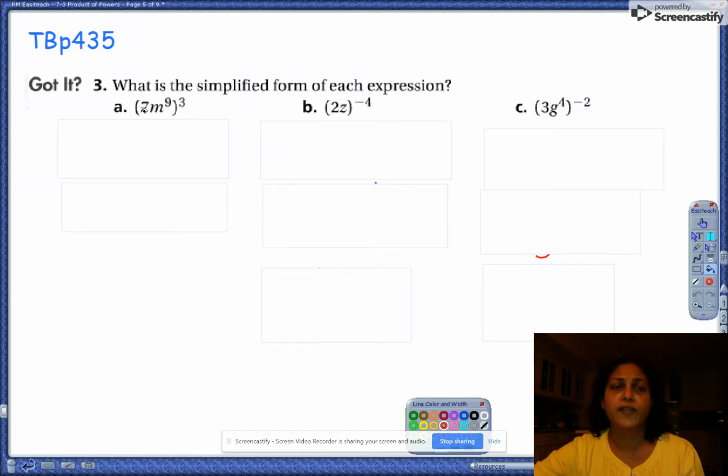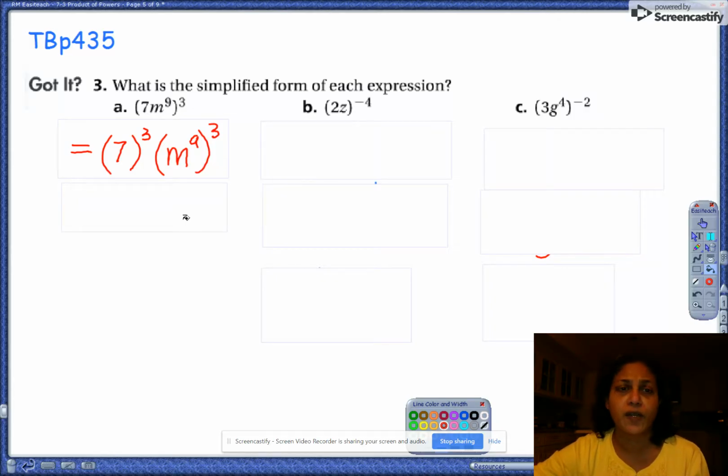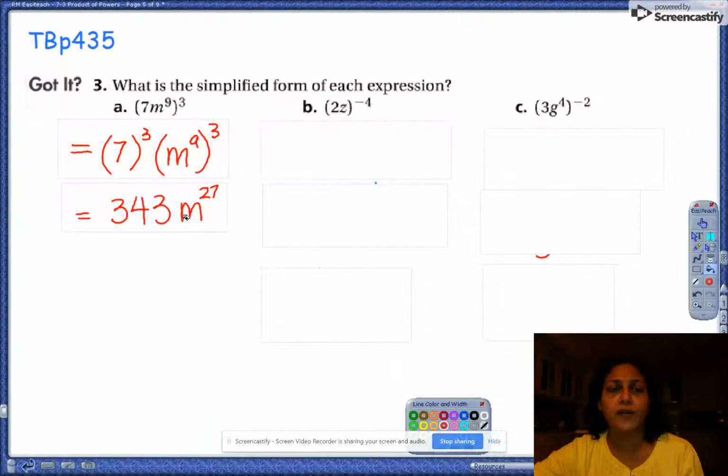Here we have 7m to the ninth power, and the whole thing is raised to the third power. Notice that this third power belongs to everything that is inside the parentheses. So we could say 7 to the third times m to the ninth to the third, which becomes 343 times m to the 27th power.